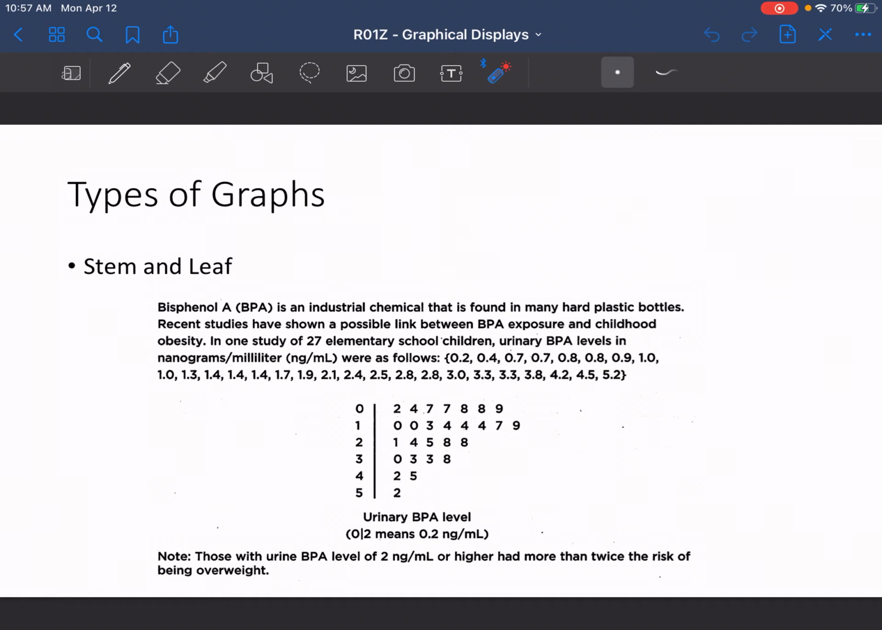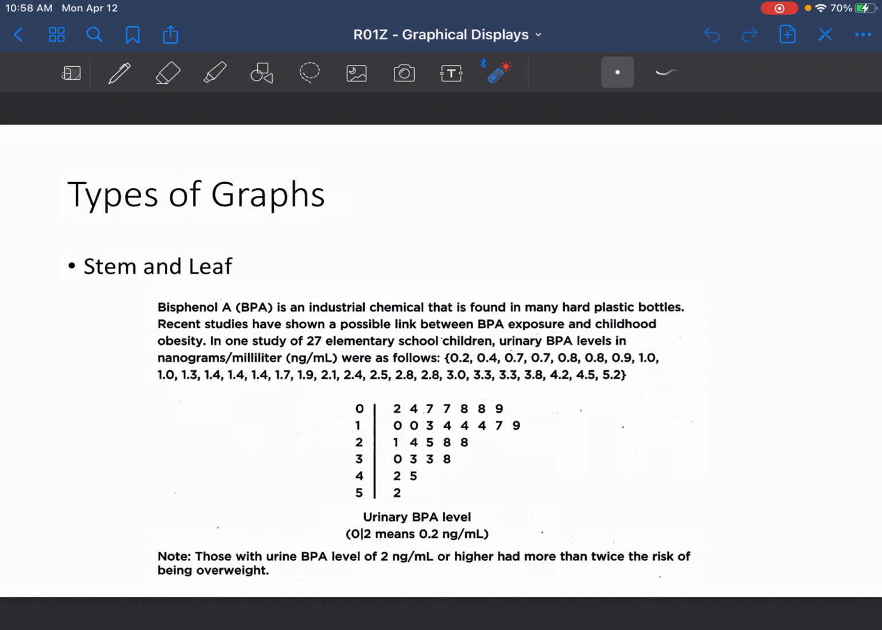We also have a stem and leaf plot. Remember, what's on the left side of our line represents the stem, and what's on the right side represents our leaf. In this example, it says BPA is an industrial chemical that is found in many hard plastic bottles. Recent studies have shown a possible link between BPA exposure and childhood obesity. In one study of 27 elementary school children, urinary BPA levels in nanograms per milliliter were as follows, and it gives us all the numbers here.